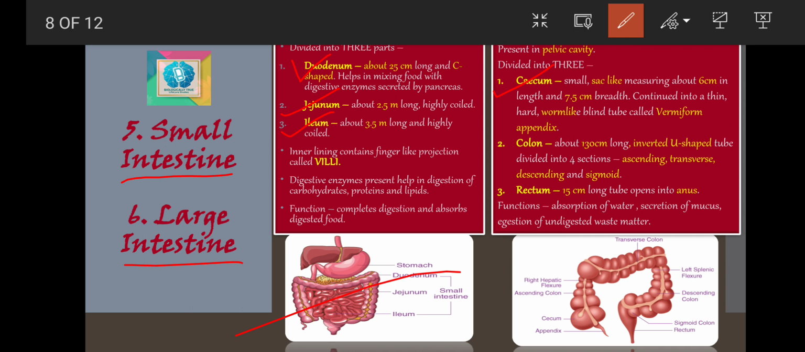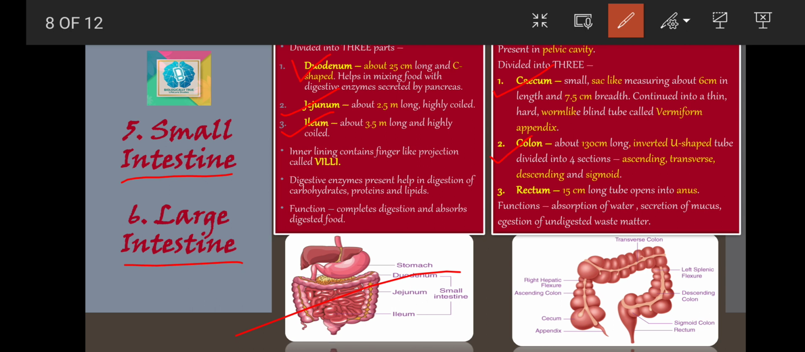From the cecum arises an 8 to 10 centimeter long worm-like blind tube, that is the vermiform appendix, which has no function here and is a vestigial organ. The second part of the large intestine is the colon, which is about 130 centimeter long, an uncoiled but inverted U-shaped tube which is divided into 4 sections.